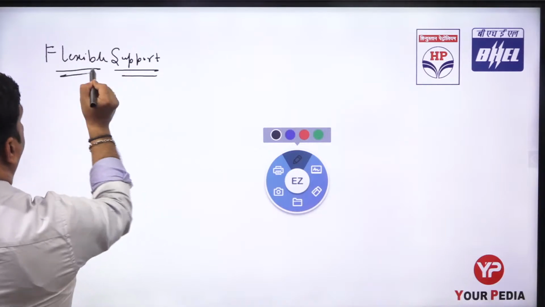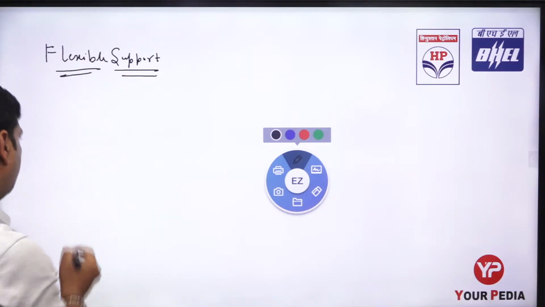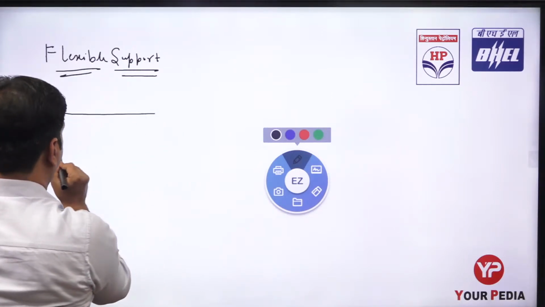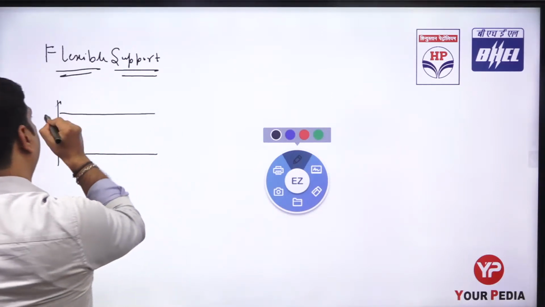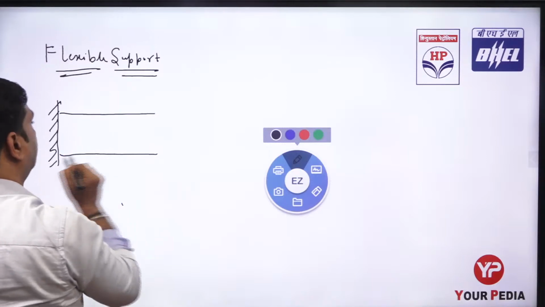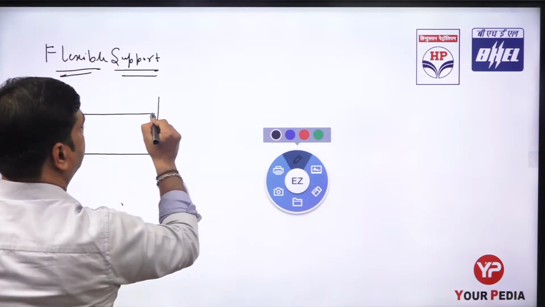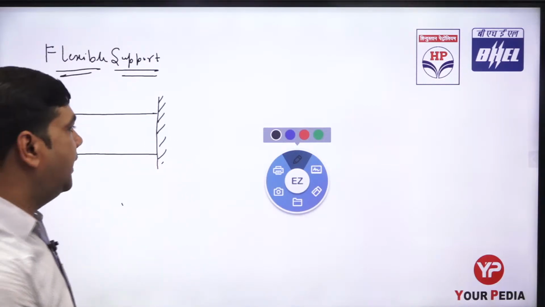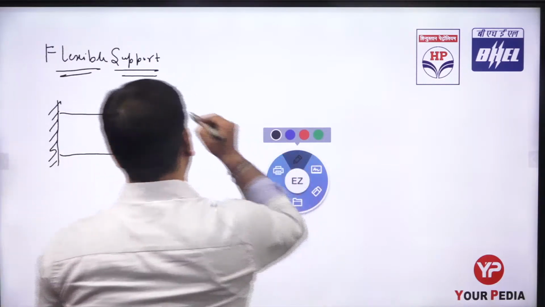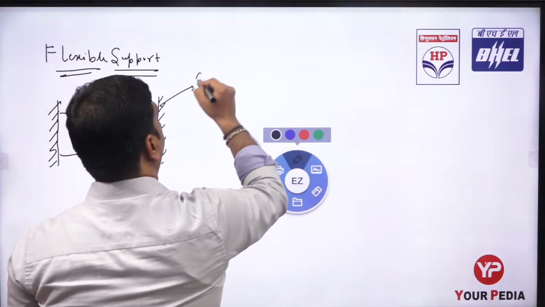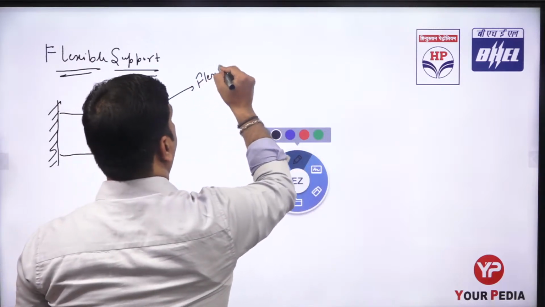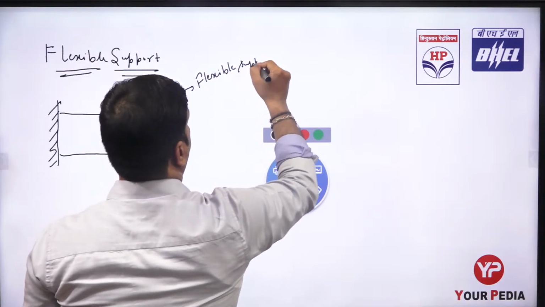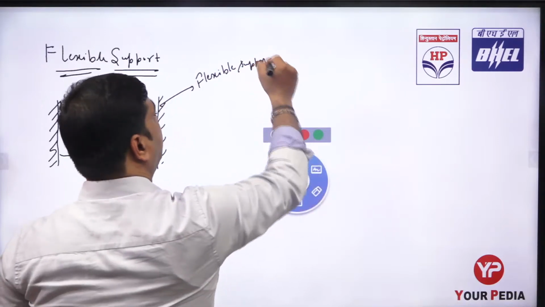What will happen in this case? Let us discuss this. There is one bar and we are going to raise its temperature. What will happen if this is a flexible support? Generally we take the rigid support, but here I am talking about the flexible support. So what is the meaning of flexible support?